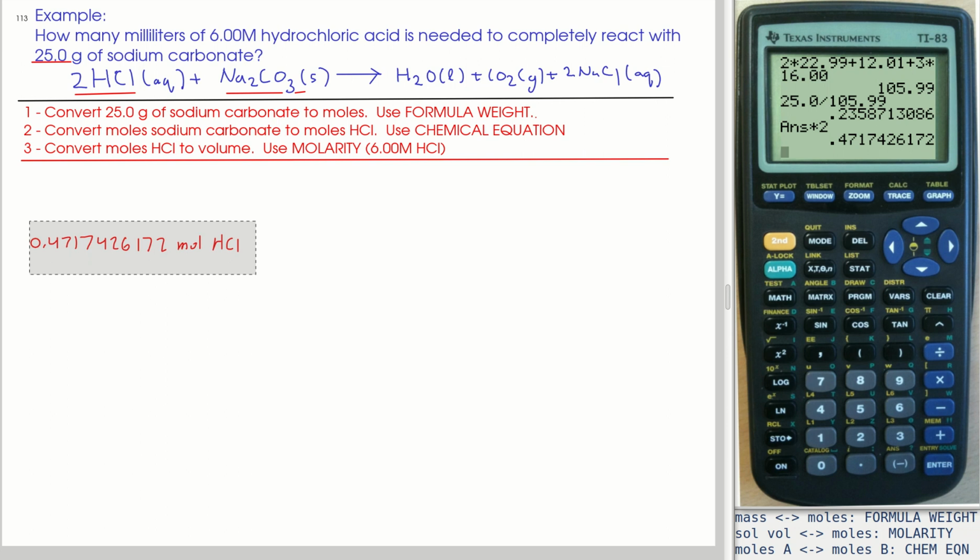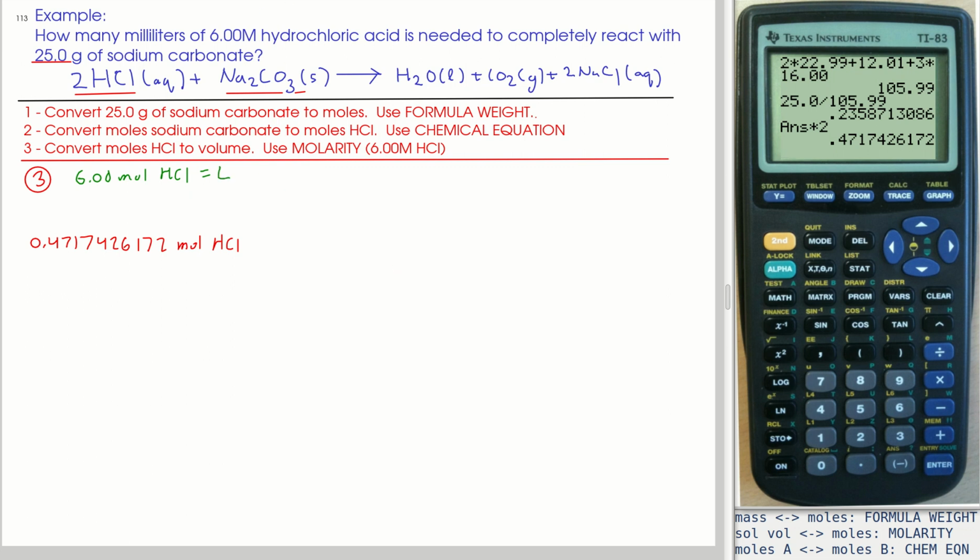Now, to finish up, what we'll need to do is use the molarity. So the molarity, let's go ahead and write down our conversion factor. Now remember what molarity means. The number in front of the big M is the number of moles of that substance that's equivalent to a liter of solution. So when we see 6 molar hydrochloric acid, this is what it means. There are 6 moles of hydrochloric acid equivalent to every liter.